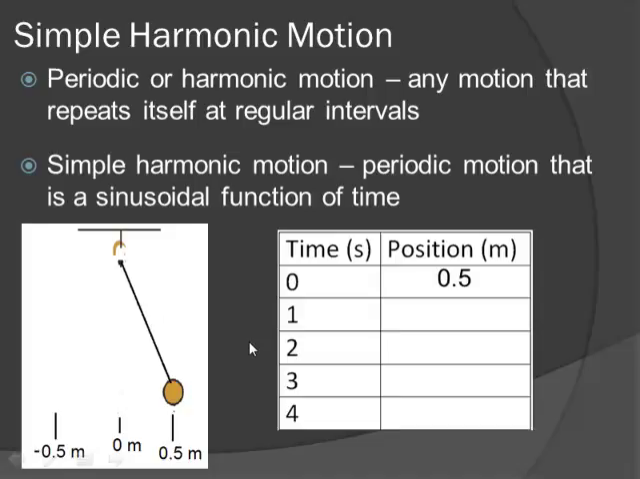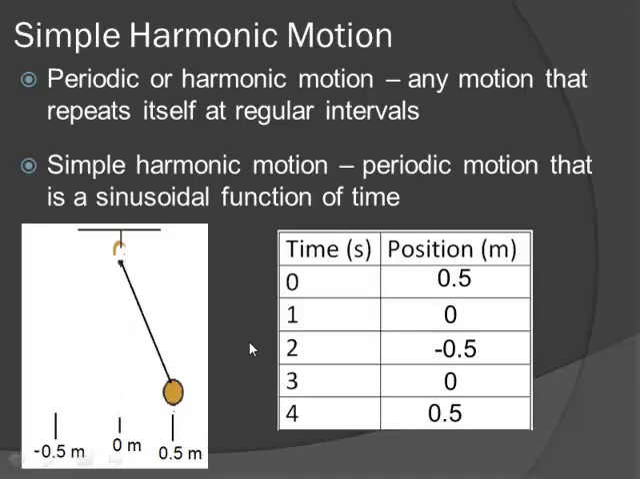The pendulum will swing so that at 1 second it'll be at 0 meters. It'll keep swinging. At 2 seconds, the pendulum will be at negative 0.5 meters. It'll then swing back so that at 3 seconds it's back at its equilibrium position, or 0 meters. And then at 4 seconds, it's back at 0.5 meters.